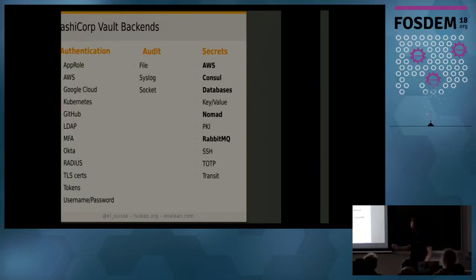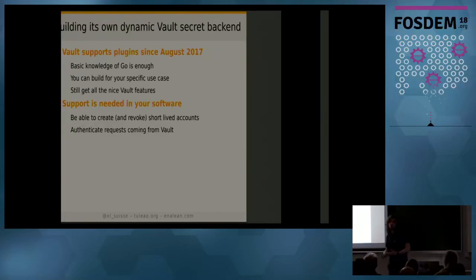But unfortunately, we are not in the built-in secrets because we are a specific application. So HashiCorp Vault lets you build your own plugin, your own secret backend, to do that. Vault has support for plugins, and basically you just need basic knowledge of Go to do it. The latest version of Vault even exposes a gRPC interface, so you can probably use it with your favorite language as well.